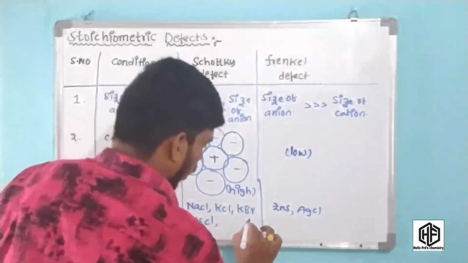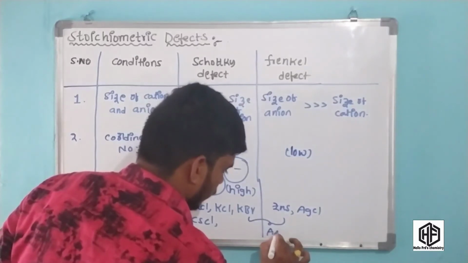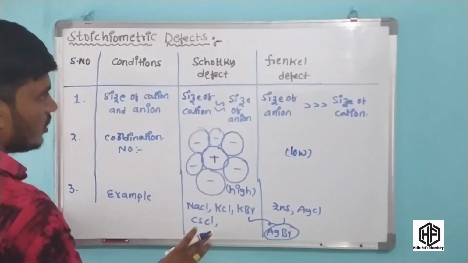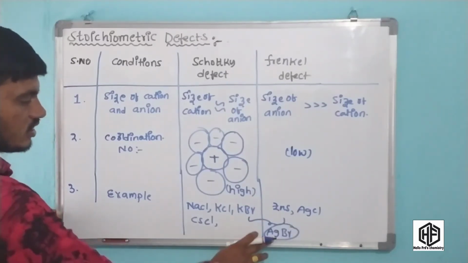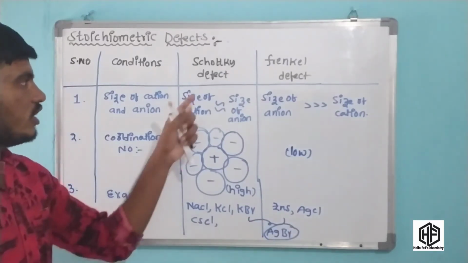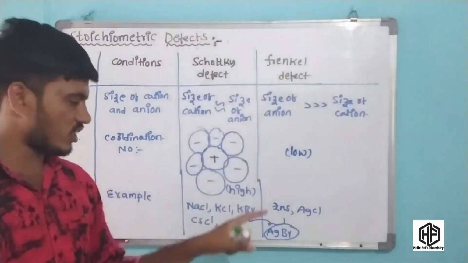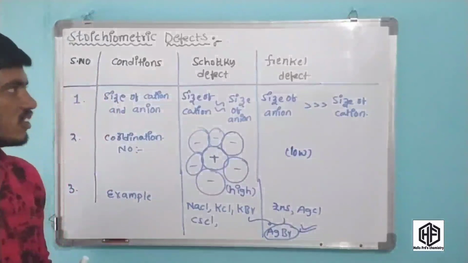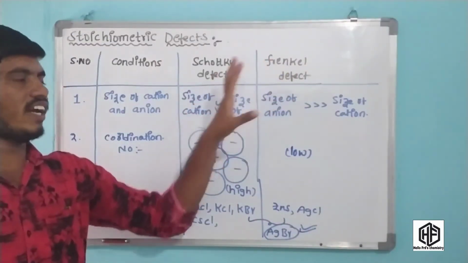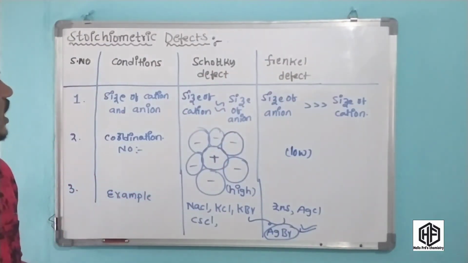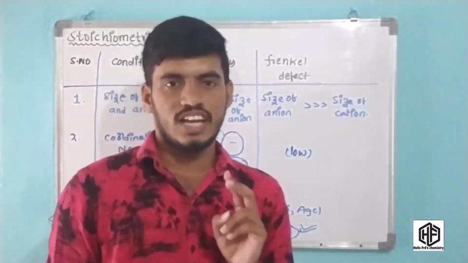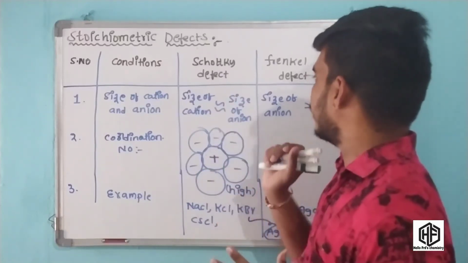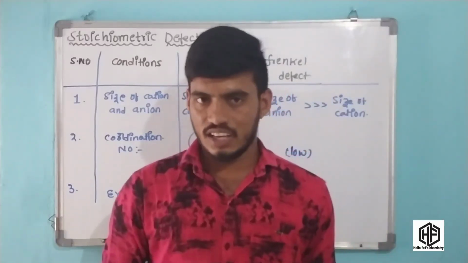But one more example is AgBr. Okay, friends, silver bromide. Silver bromide is an example of both Schottky defect and Frenkel defect. This silver bromide shows both effects, Schottky and Frenkel defect. This is so much important, friends. Okay, friends, this is the concept of the stoichiometric defects like Frenkel and Schottky defect, with the conditions and examples.